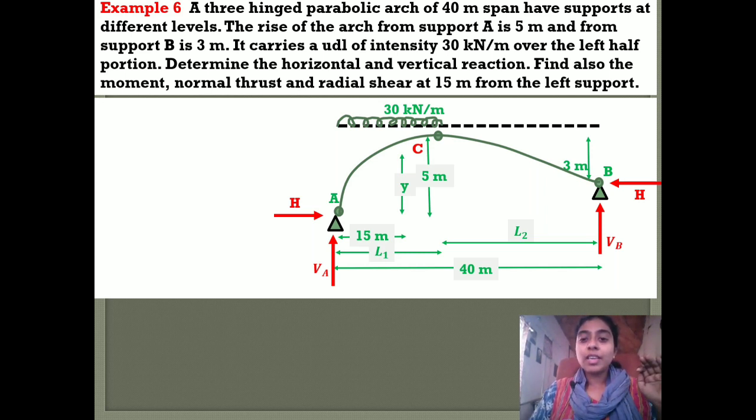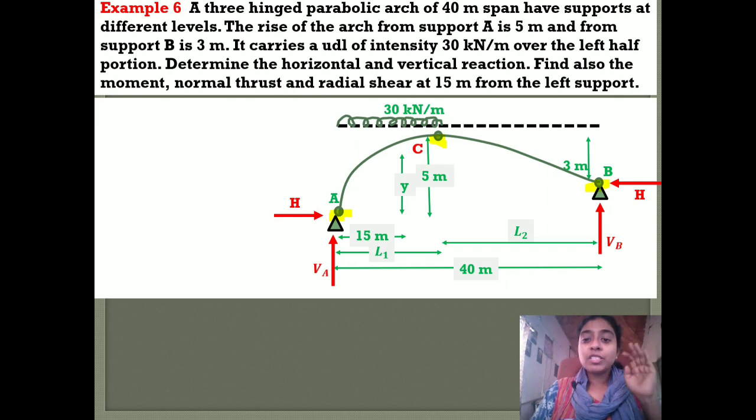So we are drawing the arch. So A, C, B is the arch. So the supports A and B are at different levels. Now, the hinges are at A, at C and at B. So we have 3 hinges. So 3-hinged parabolic arch, but they are supported at different levels.